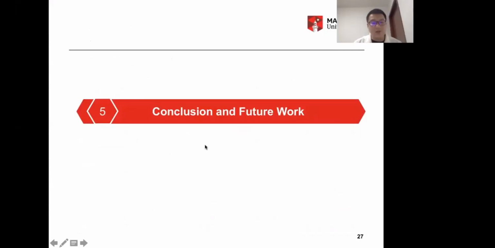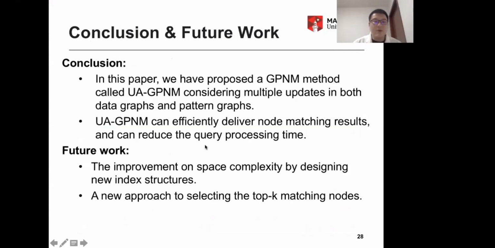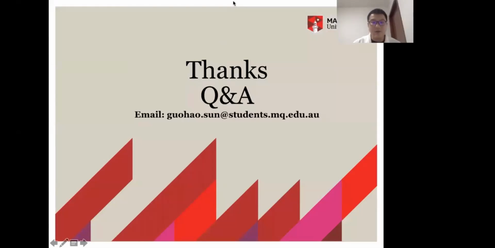Finally, the conclusion and the future work. In this paper, we have proposed a GPNM method called UA-GPNM, considering multiple updates in both data graphs and the pattern graphs. UA-GPNM can efficiently deliver GPNM matching results and can reduce the query processing time. In the future, we will work on the improvement on space complexity by designing new index structures. And we also want to propose a new approach to selecting the top K matching nodes. That's all. Thank you.